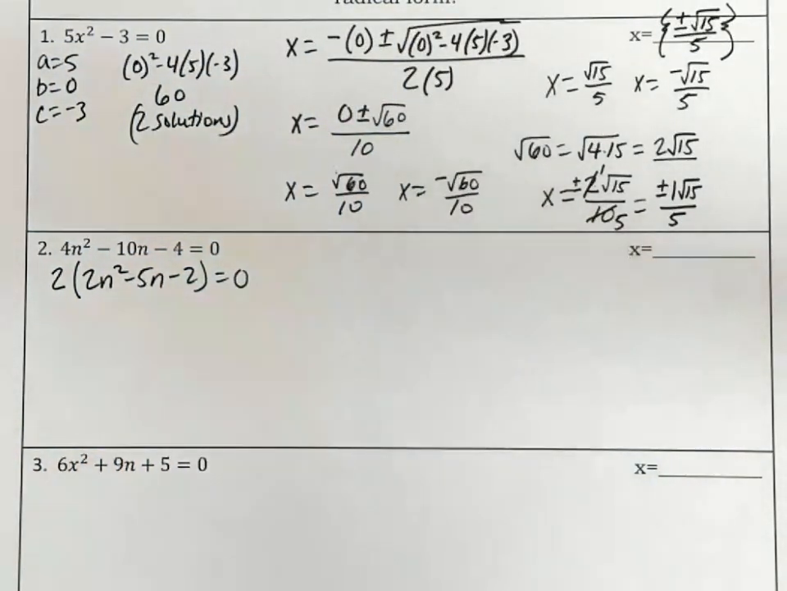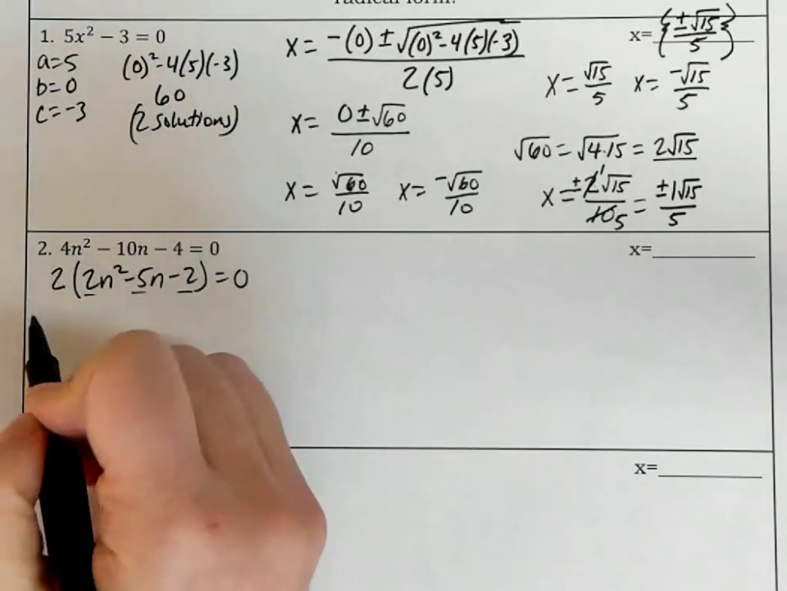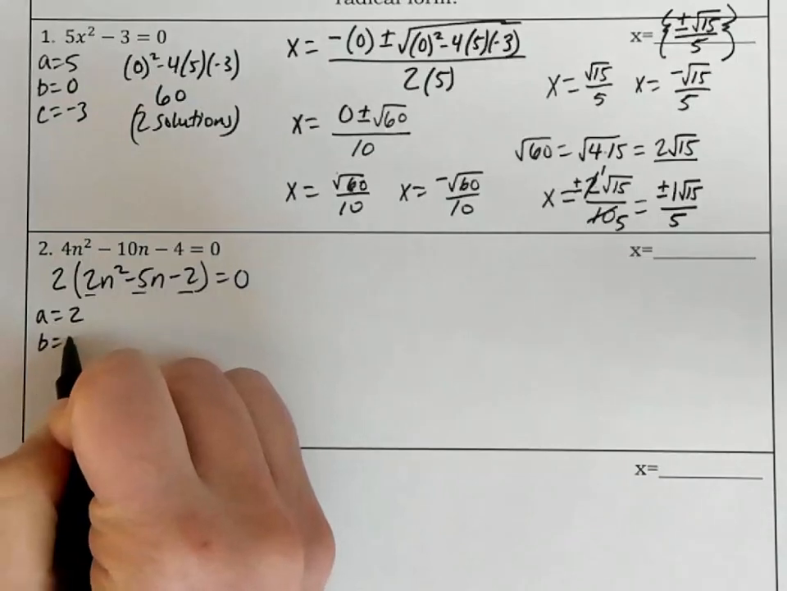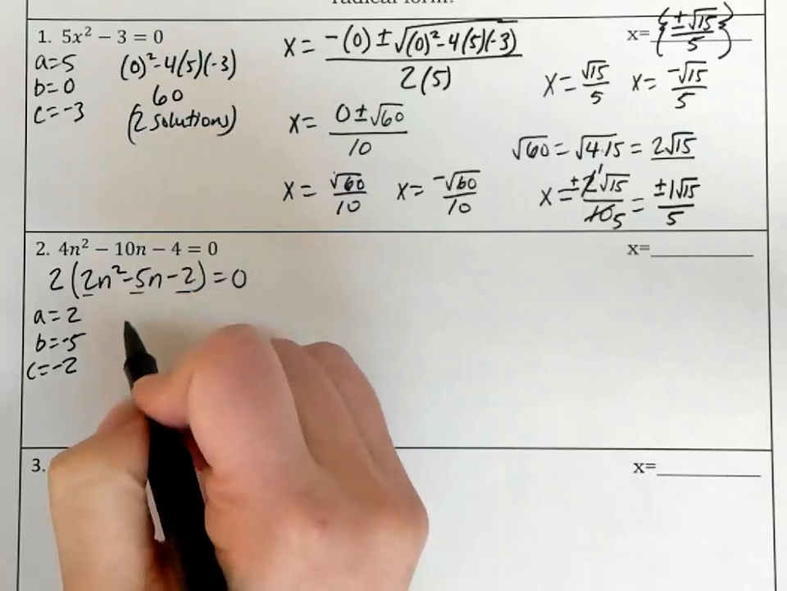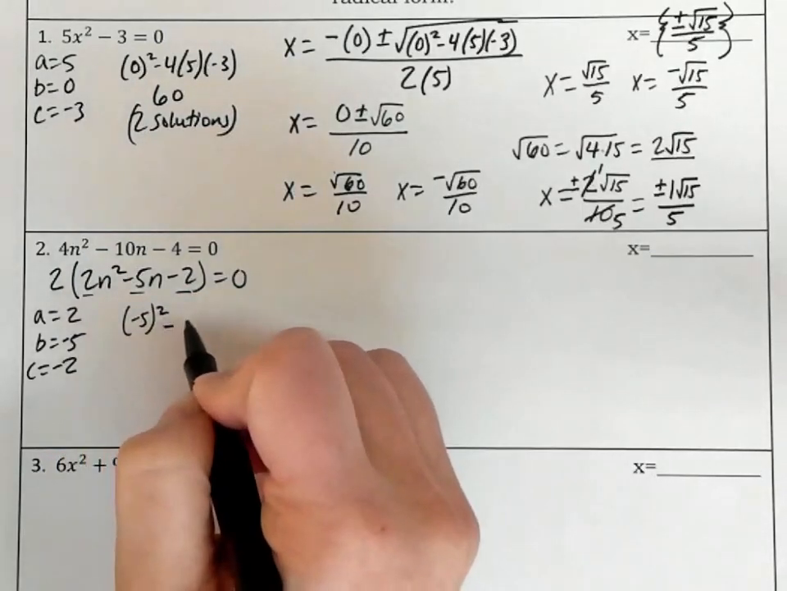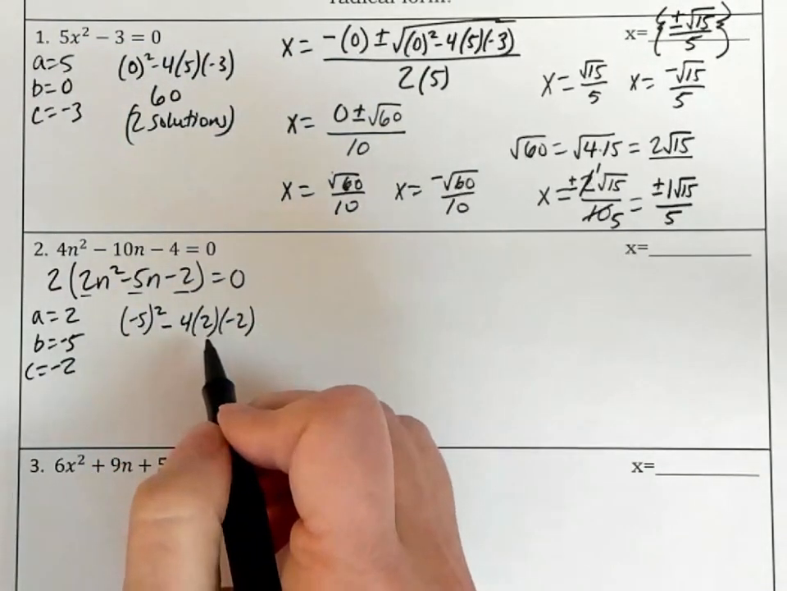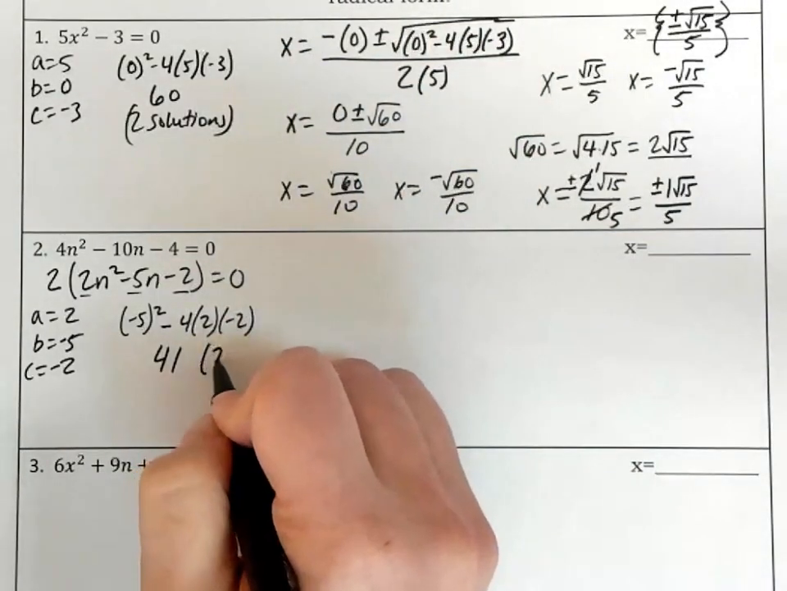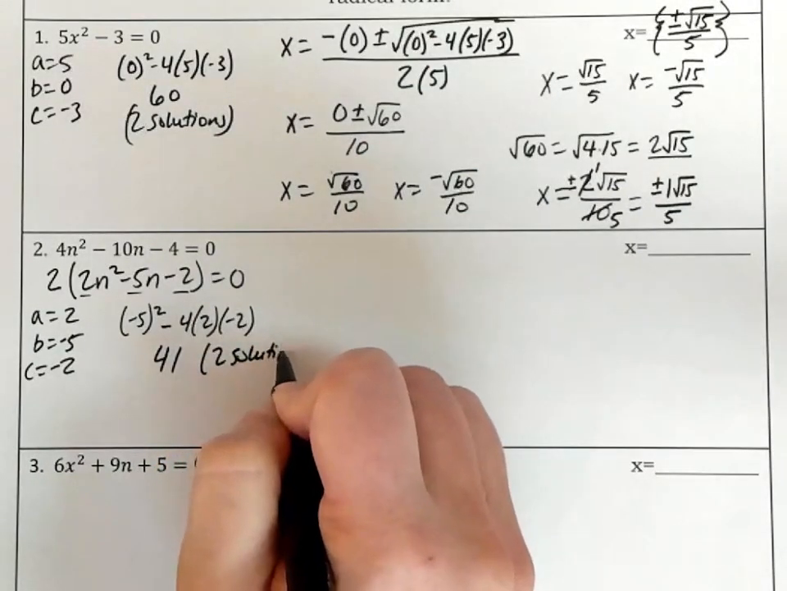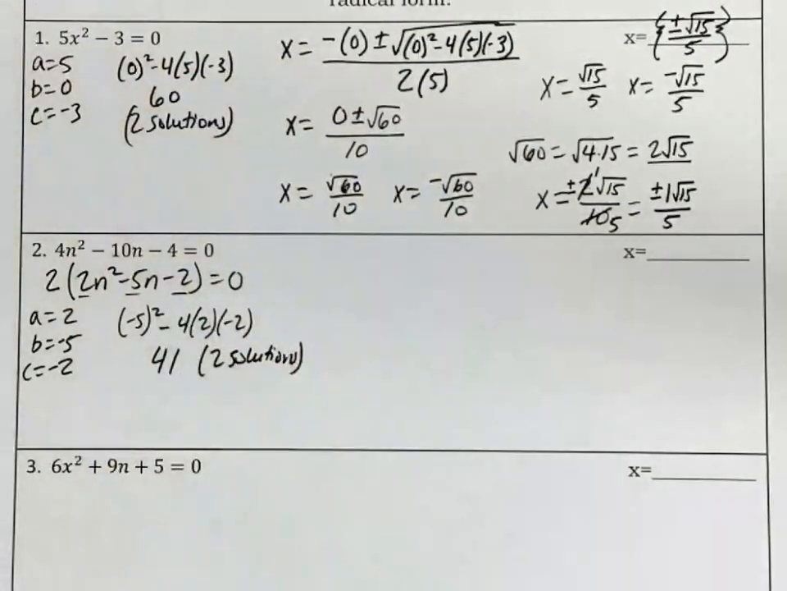Okay, and when I take that 2 out, I'm going to use these values for my A, B, and C. So A is going to be 2, B is going to be -5, and C is going to be -2. And so I'm going to plug that in to find my discriminant. So I have negative 5 squared minus 4 times 2 times negative 2. When I plug that into my calculator and simplify that, I get 41. And 41 tells me that there are, again, 2 solutions. It's just any number larger than 0 here. So I'm going to plug these values into my quadratic formula.